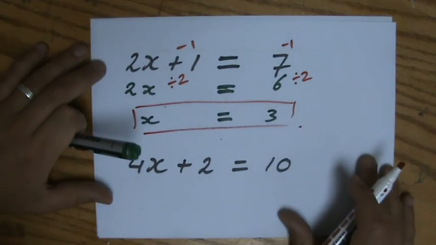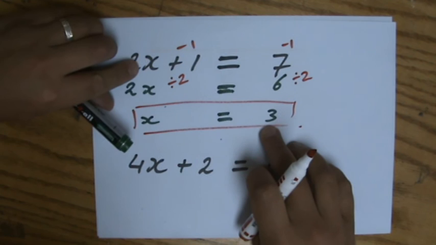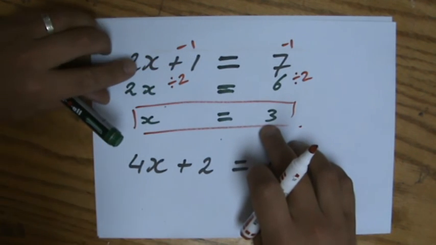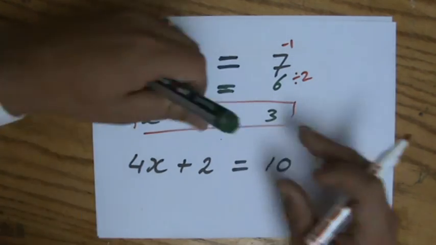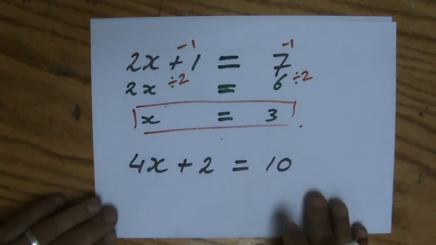Can I check that? Yes, I can. I showed you before as well. 2 times x plus 1. So 2 times 3 is 6, plus 1 is 7, is 7. Correct. Very good. Actually, you can always check your work.